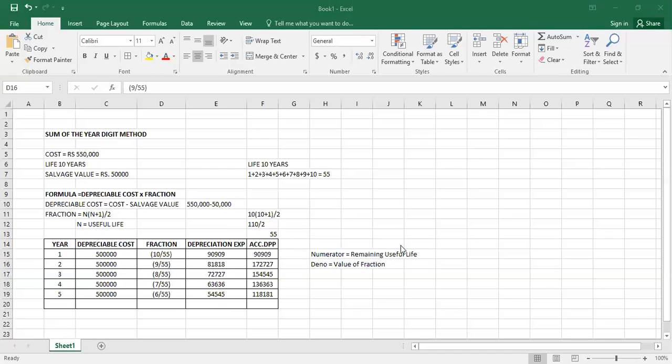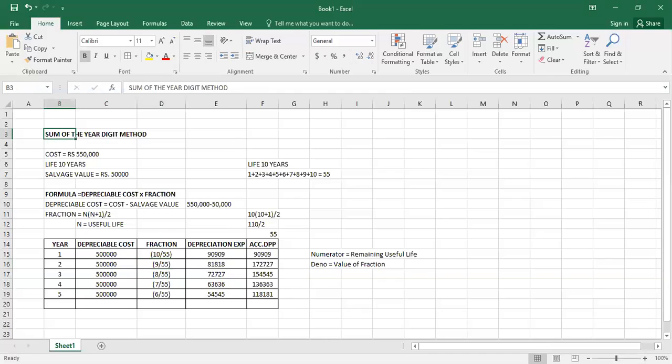Now in the third year, the numerator is 8, because we have already used our asset for 2 years. So now the estimated remaining useful life is 8 years. So 8 divided by 55 multiplied by 5 lakh, you will get the answer 72727. Similarly, in the fourth year the numerator becomes 7, because we have 7 years of remaining useful life. And in the fifth year, we have 6 years of useful life. Now the annual depreciation has been decreasing gradually.